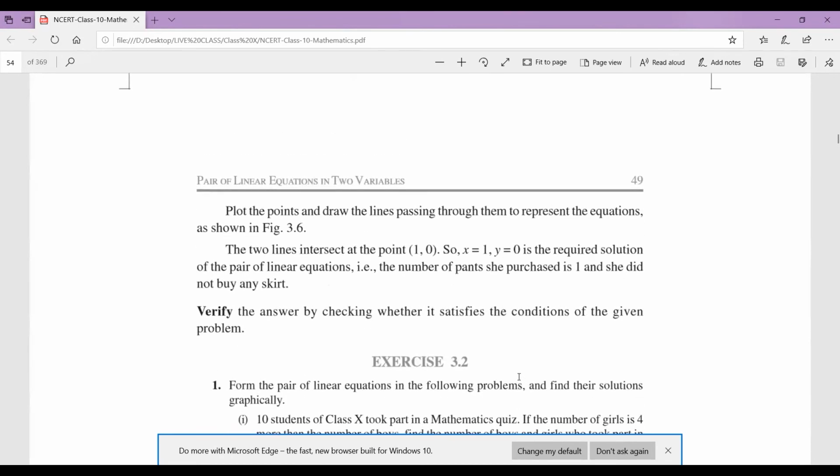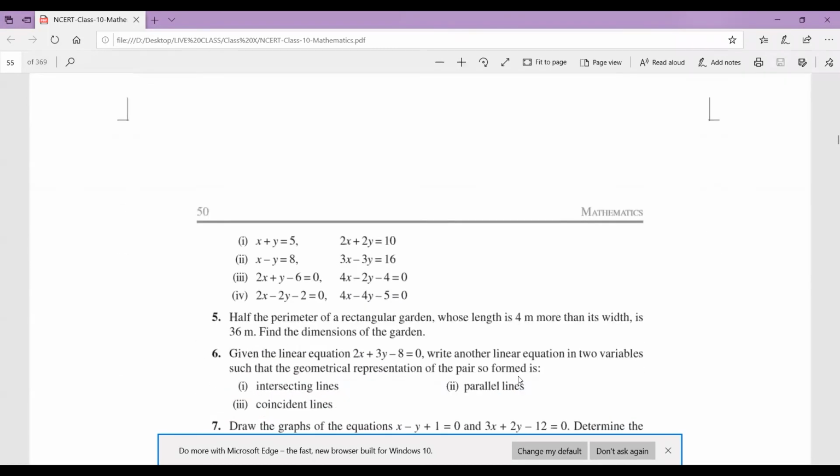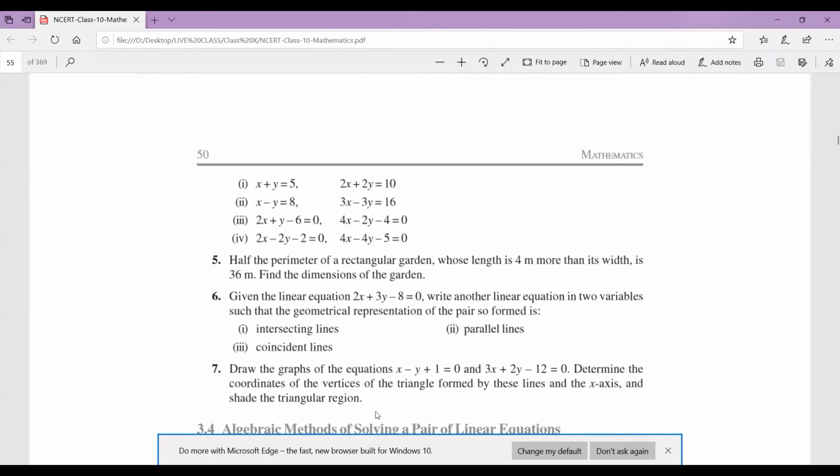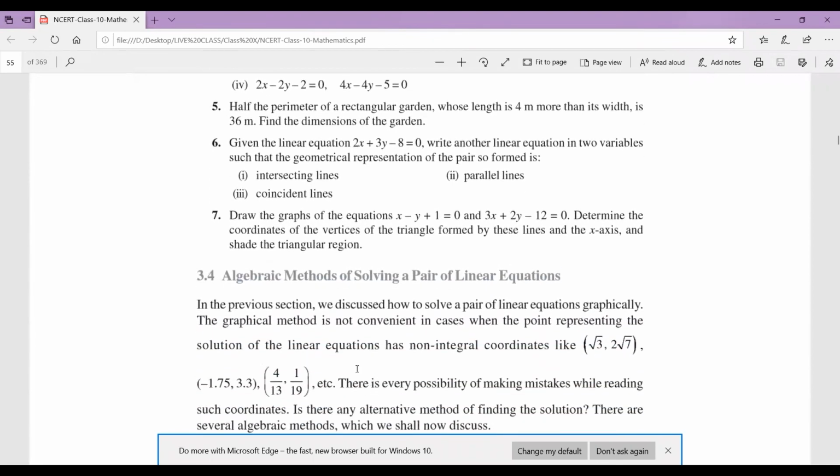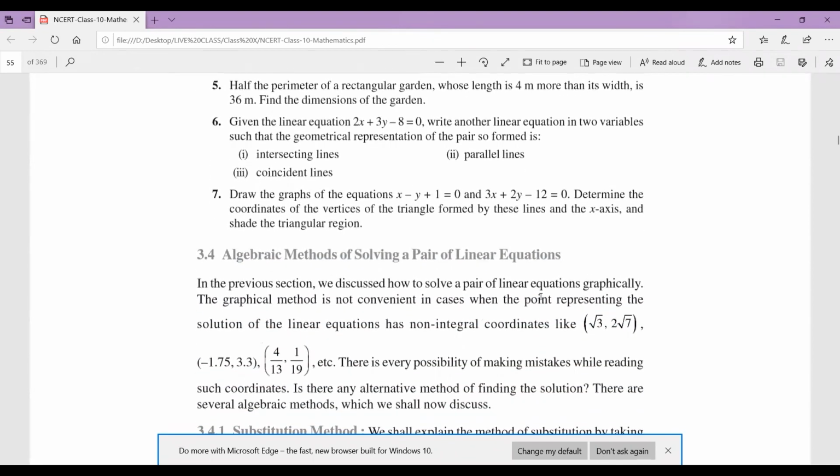So please try to complete this exercise 3.2 before the next class, which will be on Tuesday. Before Tuesday, try to cover all the questions of your exercise 3.2, and then we will start with the algebraic method from the next class.